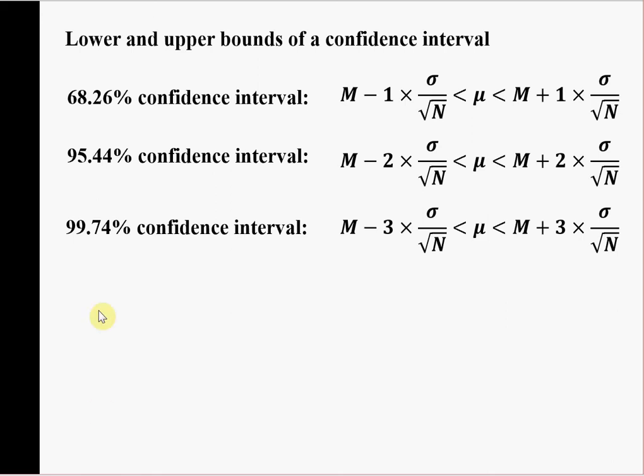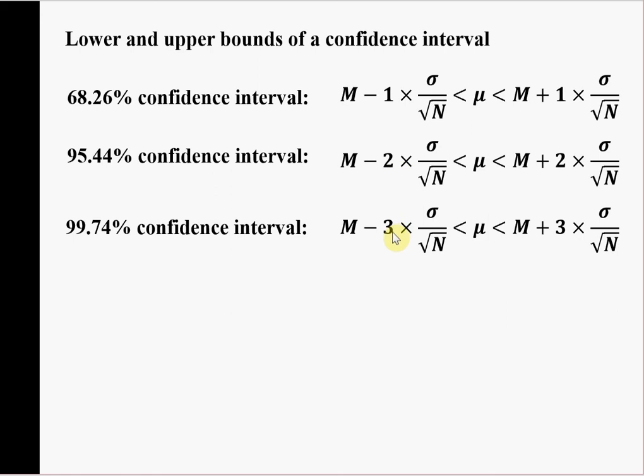Did you begin to see some pattern here? With different levels of confidence, you have a different value here. What are these 1, 2, 3? 1, 2, 3 are the z-scores that correspond to a particular level of confidence. We know that within 1 standard error below and above the mean, you have 68.26% of sample means. And within 2 standard errors below and above the mean, you have 95.44% of all sample means. So these 1, 2, and 3 are the z-scores that correspond to 68.26%, 95.44%, and 99.74%. And they are all integers.